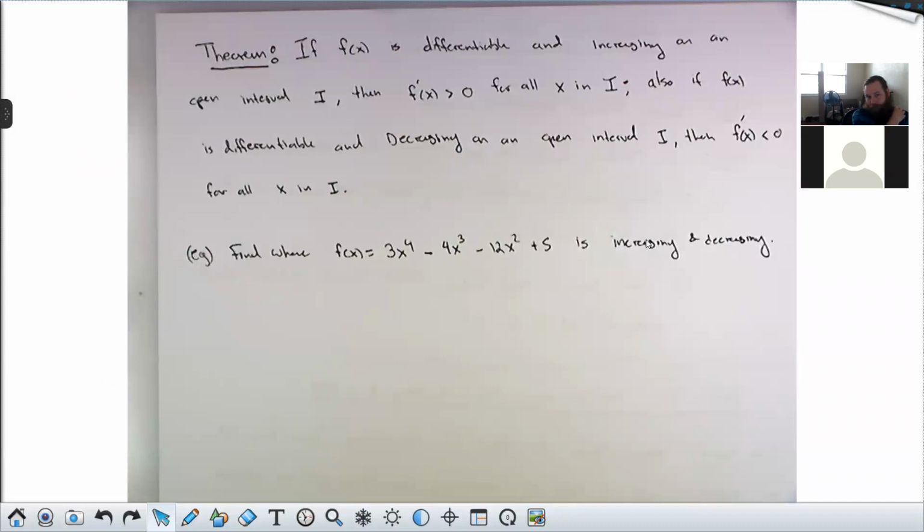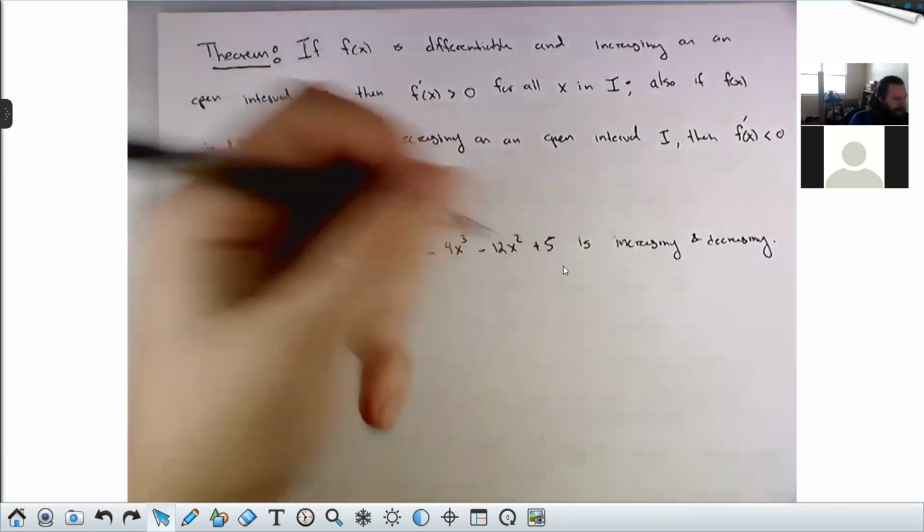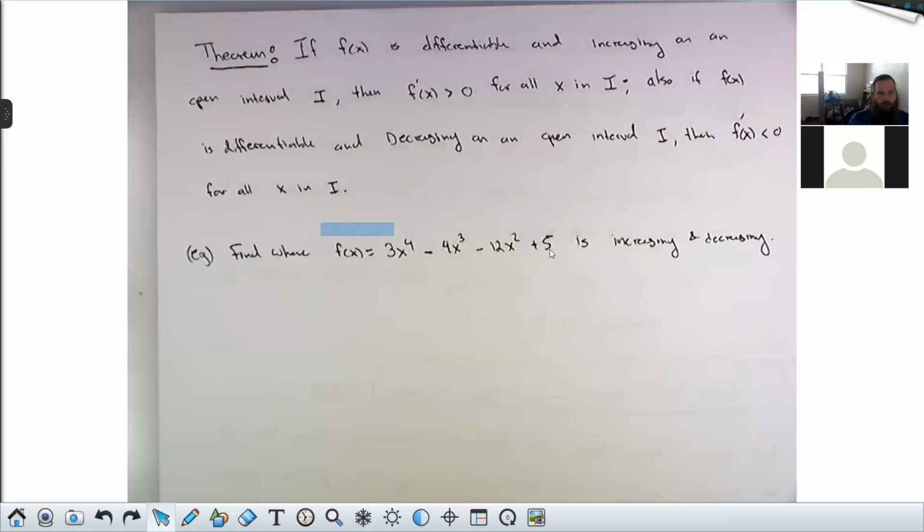Okay. This function is a polynomial, so it is differentiable everywhere. Its domain is all real numbers. So what we're going to do is differentiate this bad boy and try to figure out where f prime is positive and where f prime is negative.